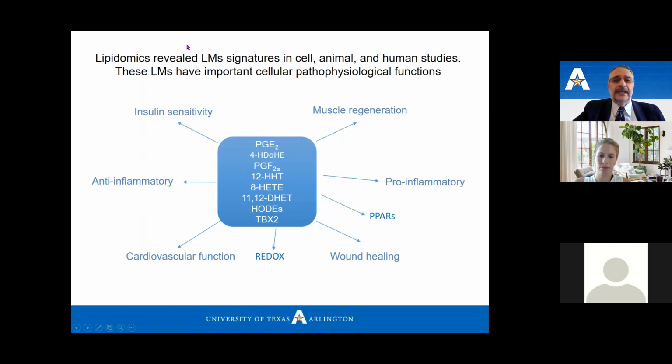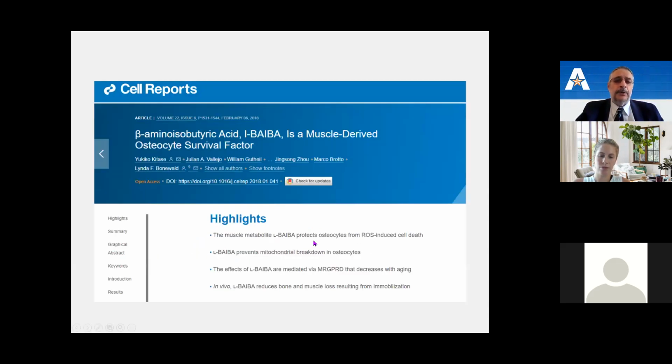And so we think that our lipidomics studies are revealing very important functions of these lipid mediators that have these cellular, pathological functions: insulin, muscle, and then wound healing. And really it's this fine balance, but we think that with this combination of cellular, animal models and human, we can design better experiments.